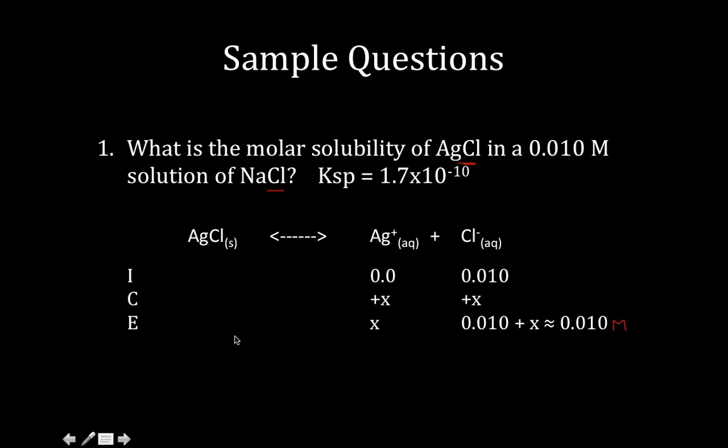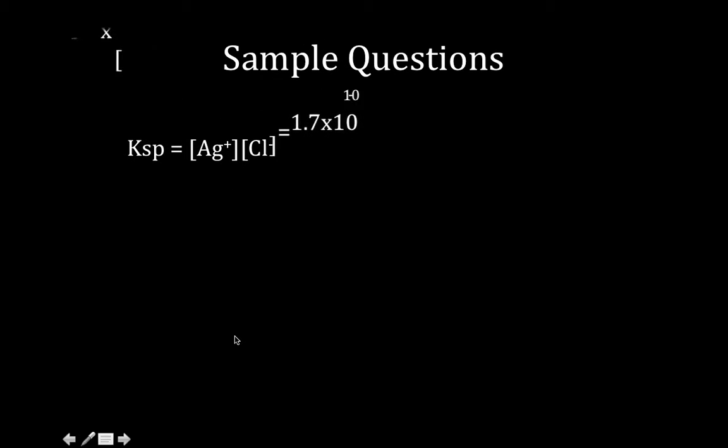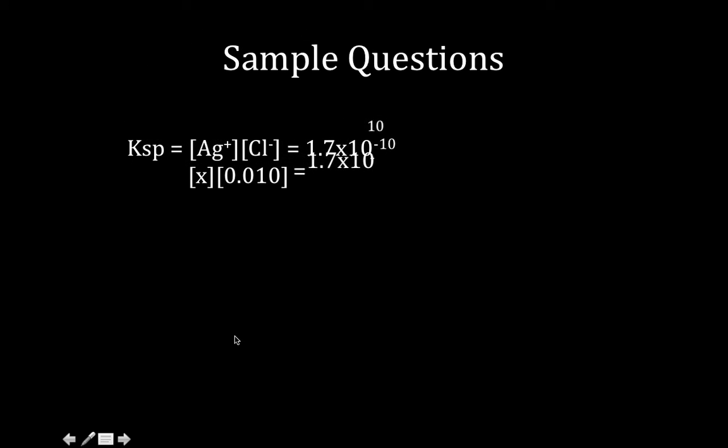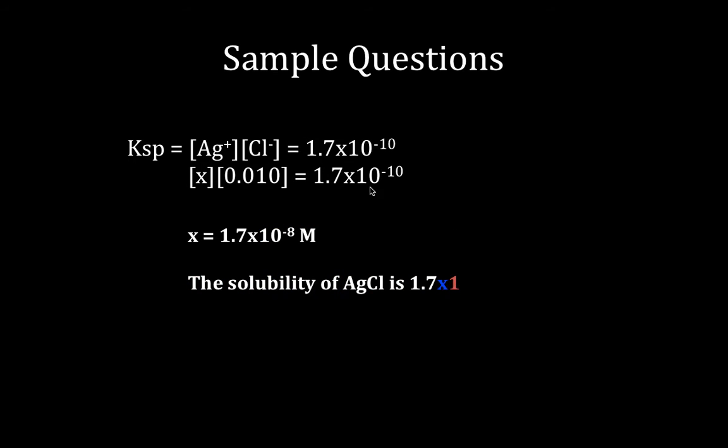So now it's time to get our Ksp expression. And what we know from the previous slide is that the silver was x. We don't know what that is yet. We know the chloride was 0.010 M, and we know the Ksp. So to isolate the x, we're going to take this number here, divide it by 0.01, and hopefully you do not need a calculator for that. So we end up with 1.7 times 10 to the minus 8, big M. And that value of x is our solubility.